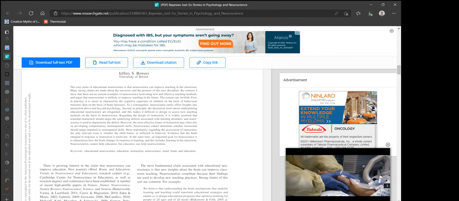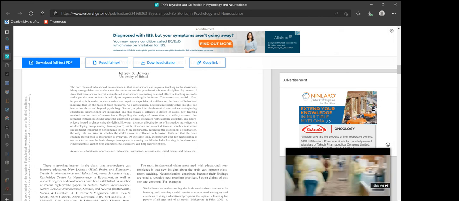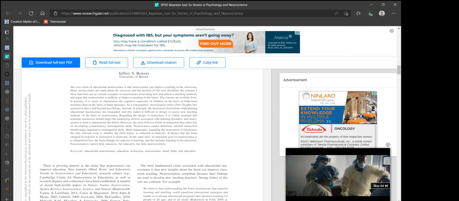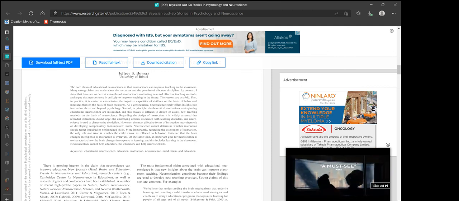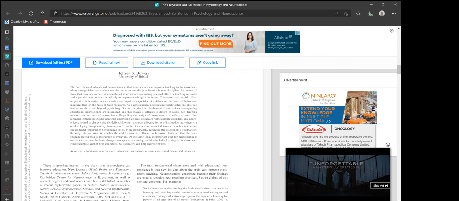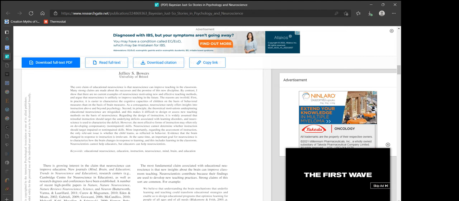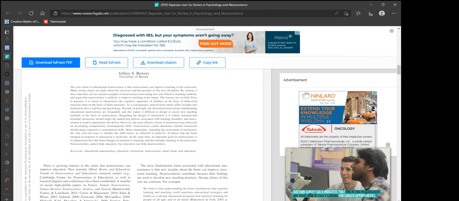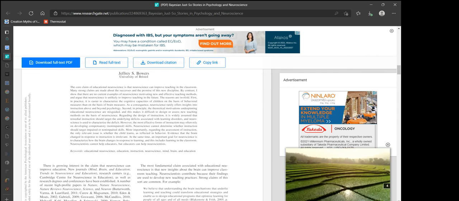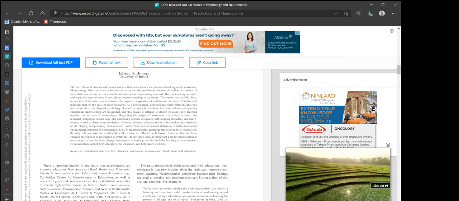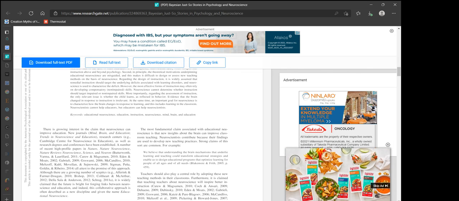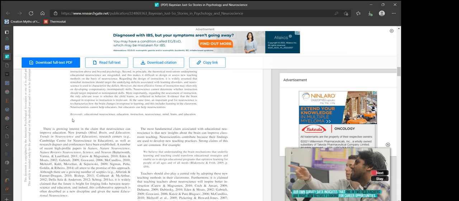Regarding the design of instruction, it is widely assumed that remedial instruction should target the underlying deficits associated with learning disorders, and neuroscience is used to characterize the deficit. However, the most effective forms of instruction may often rely on developing compensatory, non-impaired skills. Neuroscience cannot determine whether instruction should target impaired or non-impaired skills. More importantly, regarding the assessment of instruction, the only relevant issue is whether the child learns, as reflected in behavior. Evidence that the brain changed in response to instruction is irrelevant.